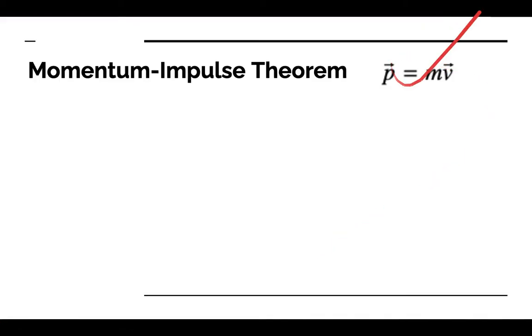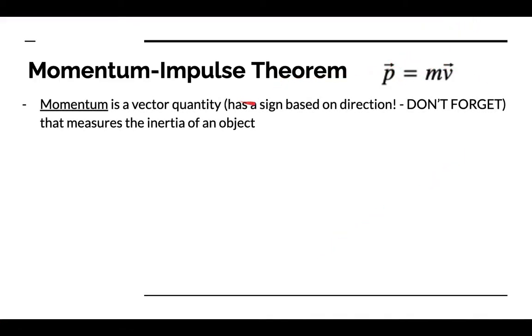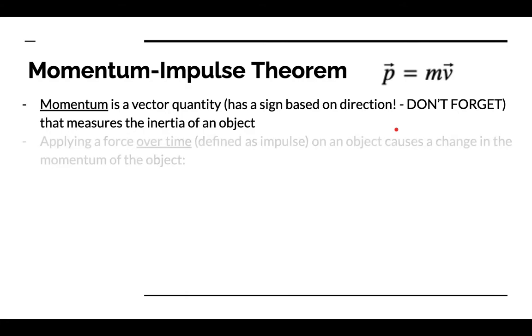Recall that momentum is a vector quantity that has a sign based on direction. Do not forget that. That measures the inertia of an object, aka its resistance to a change in motion. Momentum, represented by the letter p, is equal to mv.